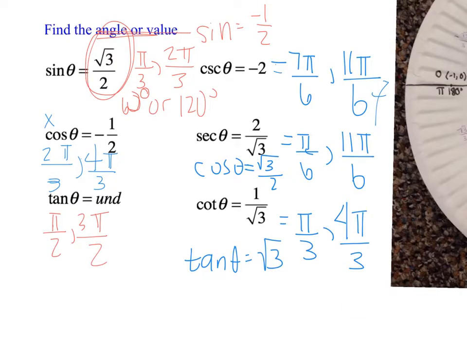Okay, so those are the answers right there. For cosecant of -2, you should have gotten 7 pi over 6 and 11 pi over 6. I don't know what that little mark is. That's not supposed to be there. It should just be 11 pi over 6. The secant of 2 over the square root of 3 is really asking, where is the cosine square root of 3 over 2? So that would be at pi over 6 and 11 pi over 6. Then the last one is really asking, where is the tangent square root of 3? So that would be at pi over 3 and 4 pi over 3.